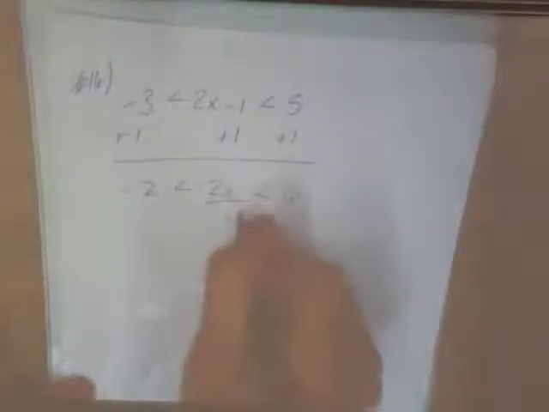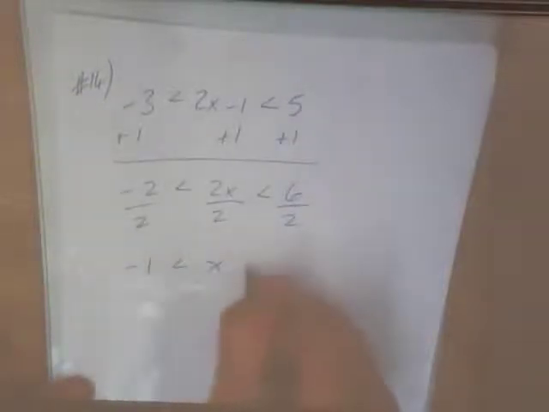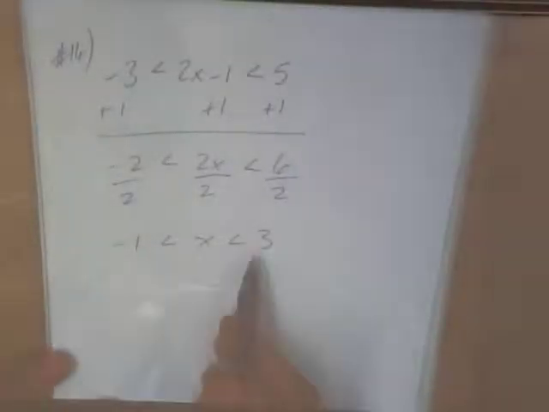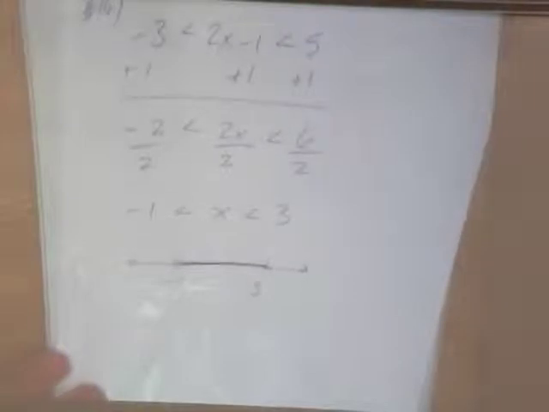Yes, sir. So I got -2 less than 2x less than 6. And then you want to divide by 2 to all 3 parts. Good. -1 less than x less than 3. So basically this means our x values are going to be in between -1 and 3. On a number line it would look like that, -1, 3. And in interval notation it would look like -1 to 3, not including either one. Questions?